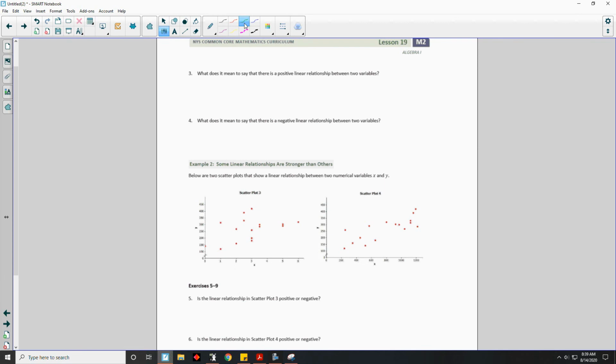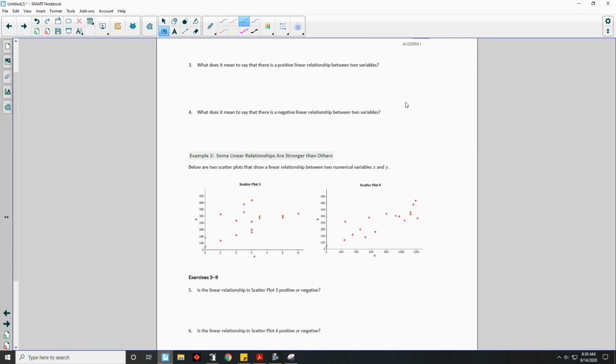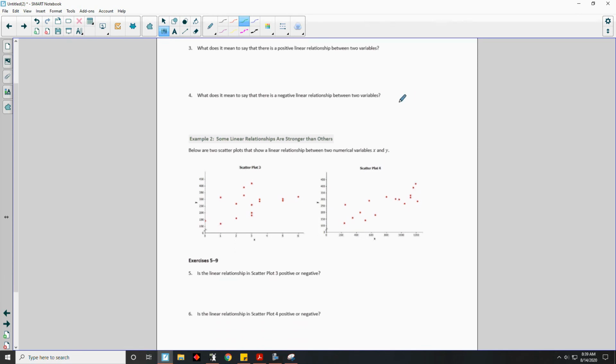Okay, page 2 brings us to problem number 3. It says, what does it mean to say that there's a positive linear relationship between two variables? What you would say is, as one variable increases, the other variable also increases. Putting it into words, a positive linear relationship indicates that as the values of one variable increase, the values of the other variable also tend to increase.